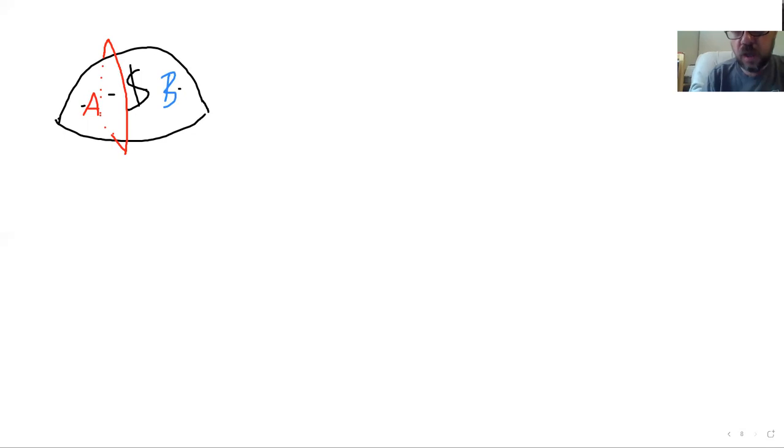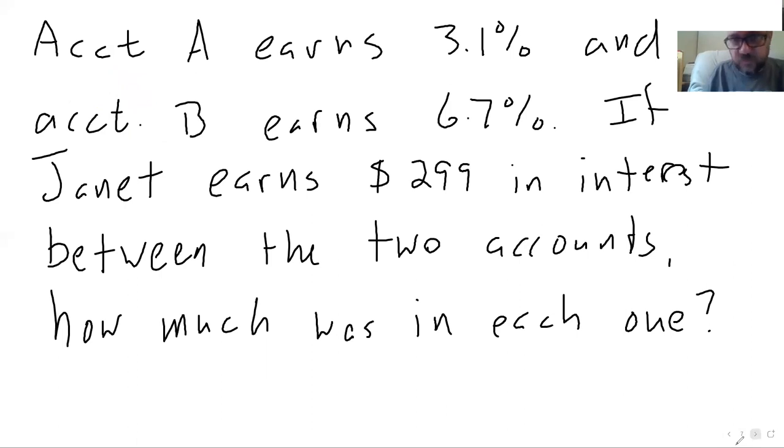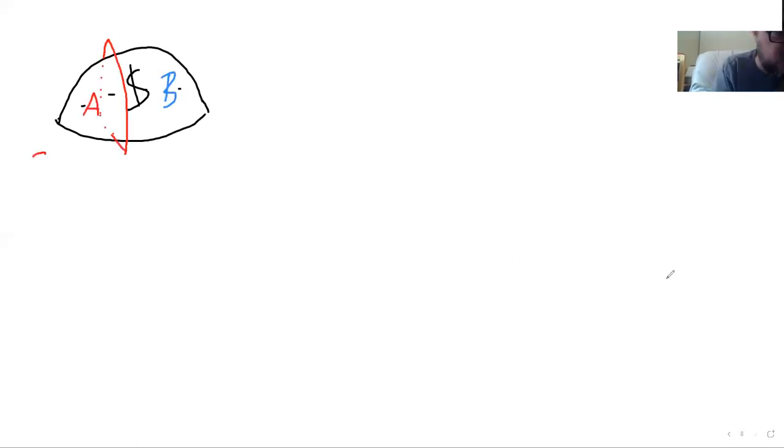And account A had 3.1% and 6.7% for B. So this had 3.1% interest, and this one had 6.7% interest. Okay. Ant on my screen. Go away, Ant. Sorry. And so we need to figure out how much A and B are.